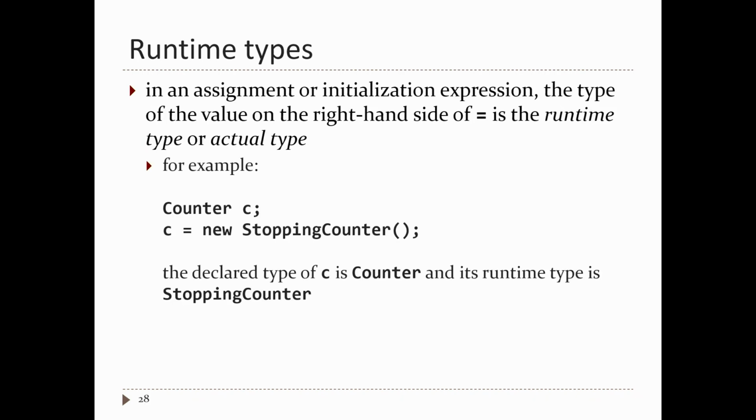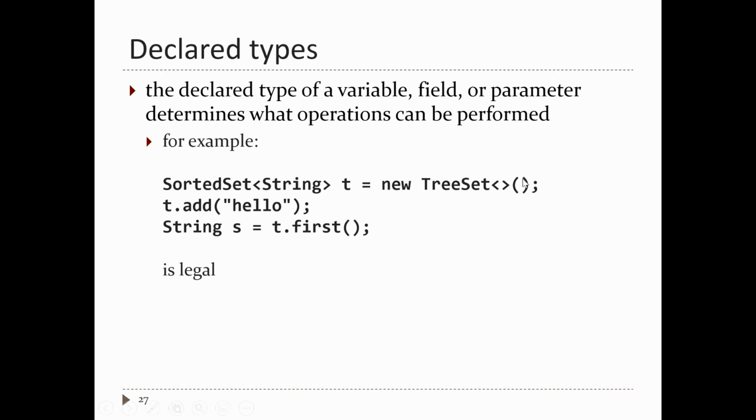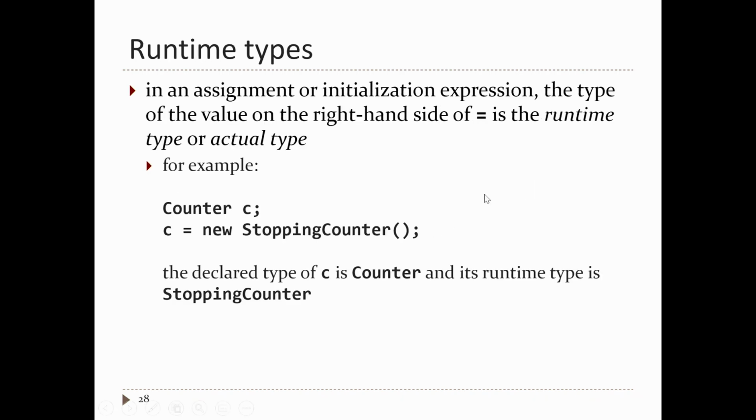What about the thing on the right-hand side? The thing on the right-hand side is the runtime type. In an assignment or initialization expression, whenever you use the equals operator, the type of the value on the right-hand side is called the runtime type or actual type. So when I write c = new StoppingCounter, the declared type of c is Counter. The actual or runtime type of c is StoppingCounter. So now there are two different types at play here.